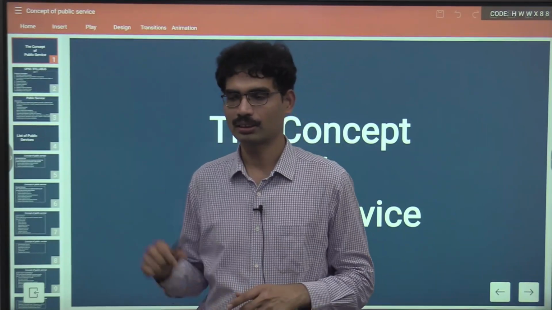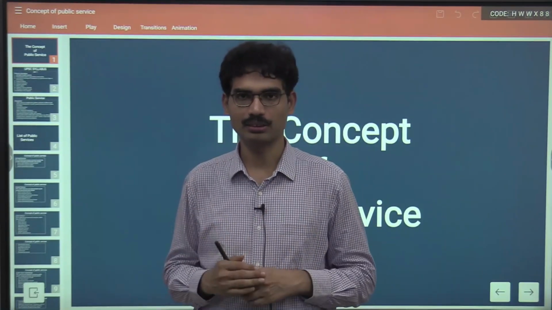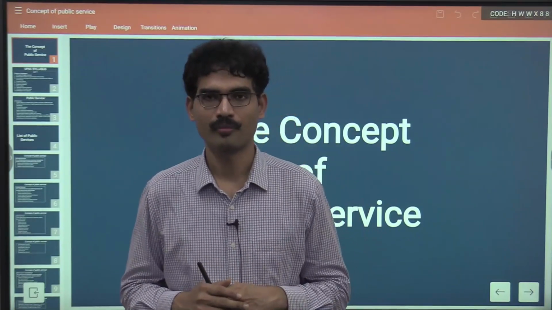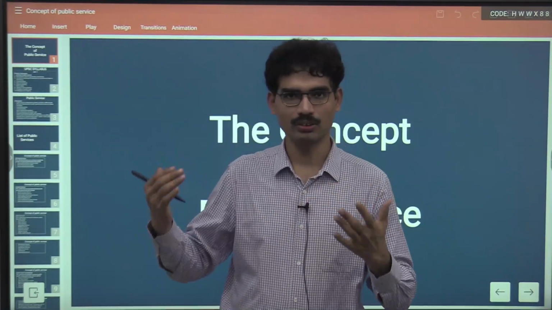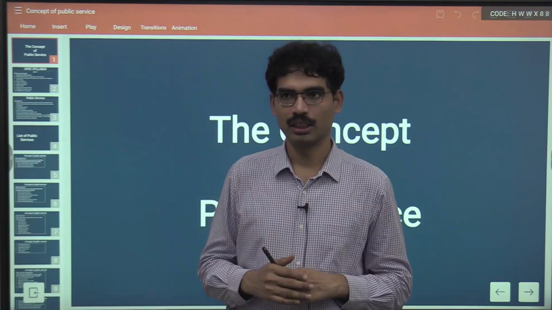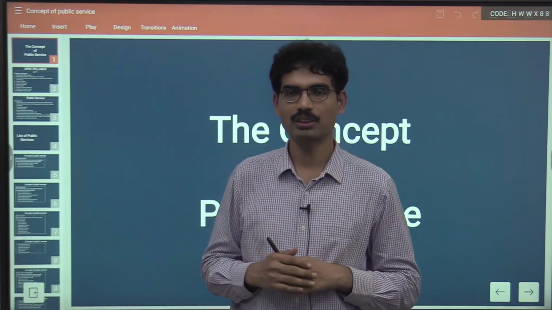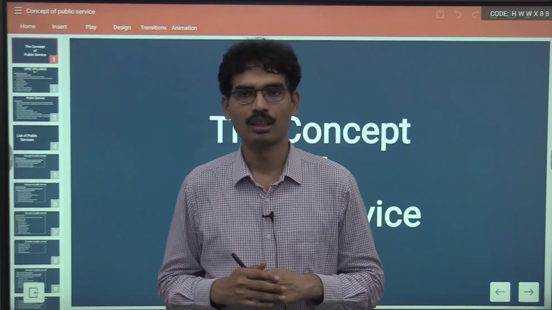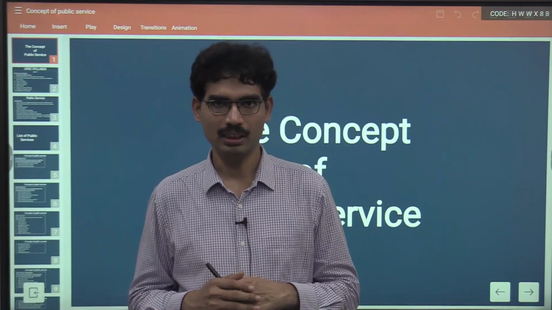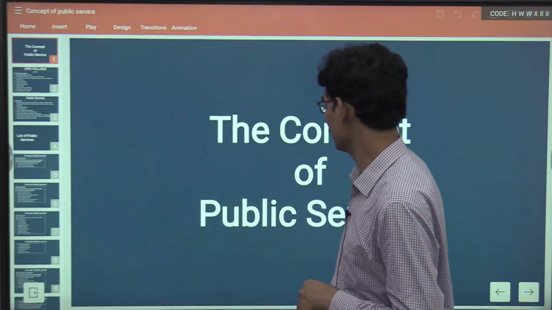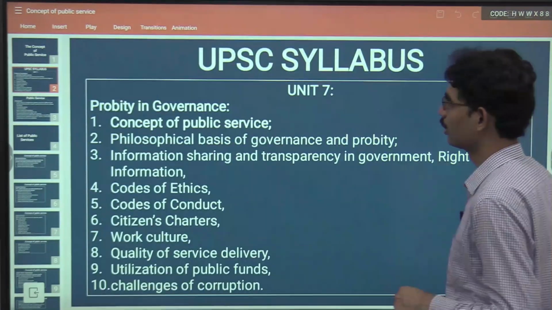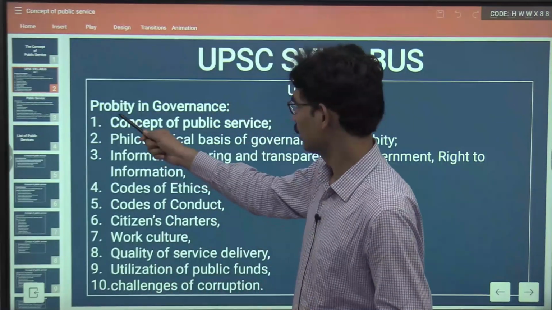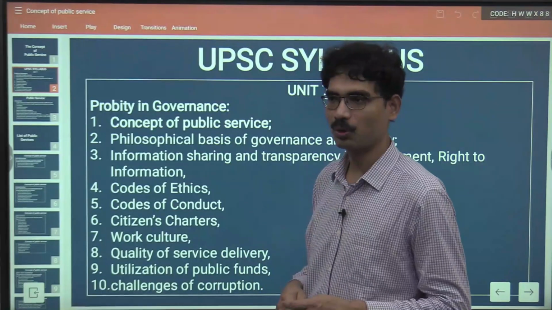We are starting in this session unit number 7, the last unit of the ethics paper. After this we are going to deal with the case studies, and continuously we are going to see how different theoretical aspects can be applied in the case studies. This is unit number 7, probity in governance. The unit number 7, the last one, is probity in governance.